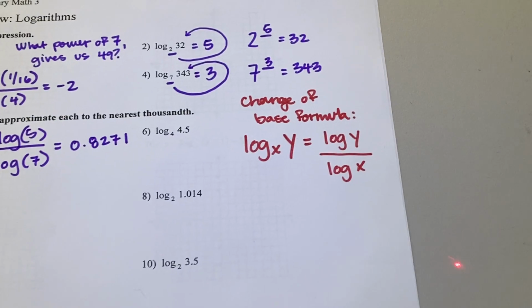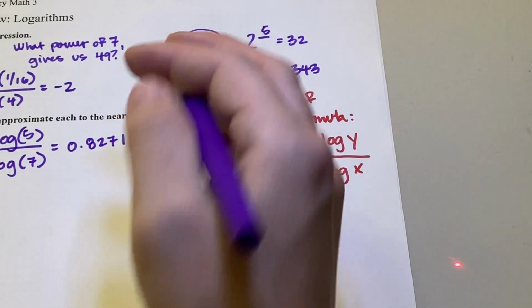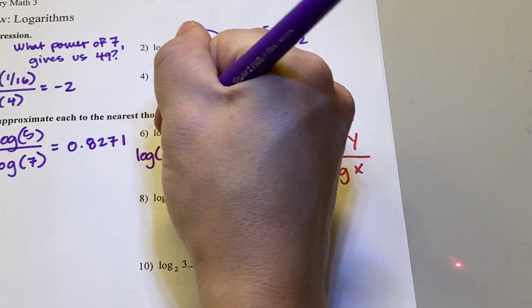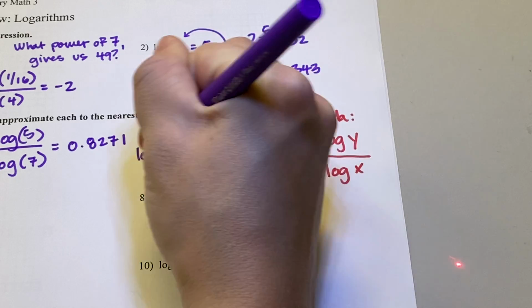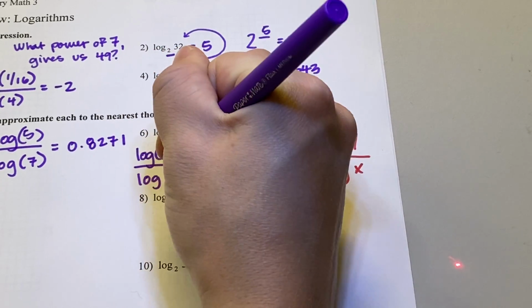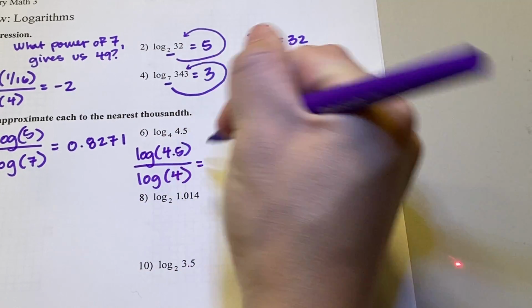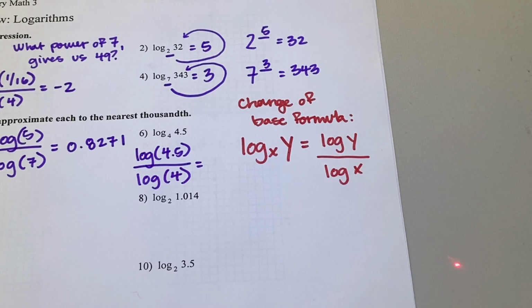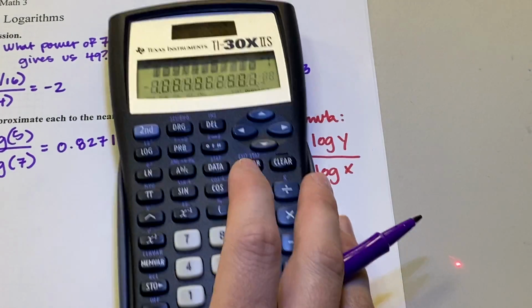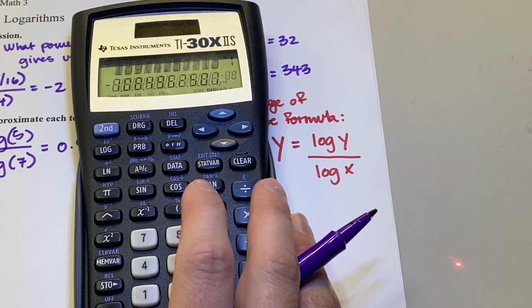Okay, let's go ahead and do number 6. So now I have log of 4.5 divided by log of 4. Let's see how fast you guys can enter these into your calculator. What'd you get, Tony? 1.08. Beautiful, I agree.